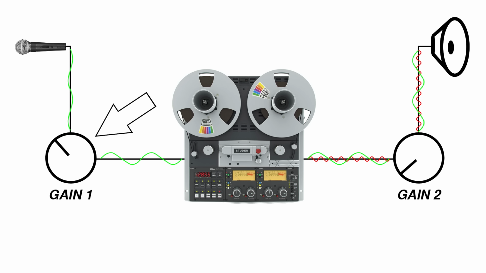Let's say you want to record the sound of your voice to a tape machine. Using the gain knob on your microphone preamp, you're able to control the level of the signal to be recorded. Turn the knob up and you'll get a louder recording. Turn the knob down, you'll get a quieter recording.